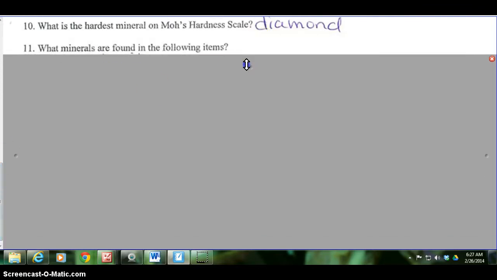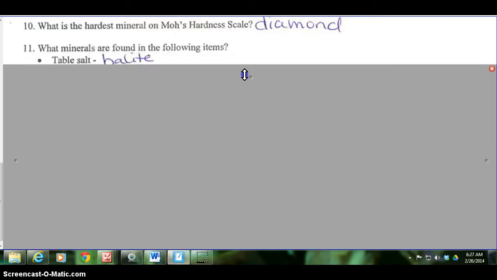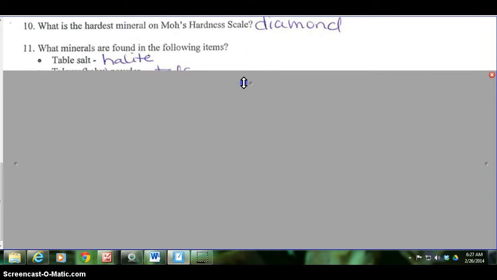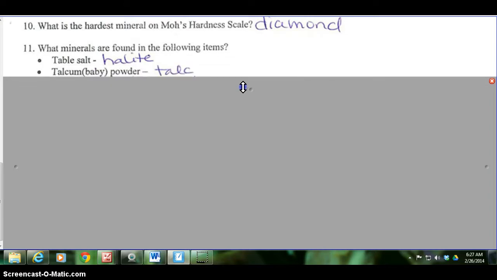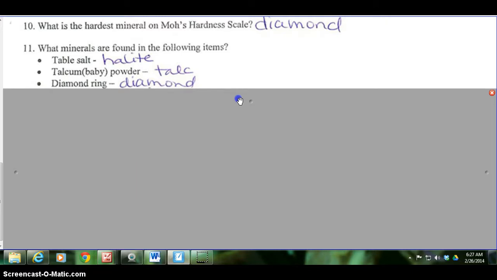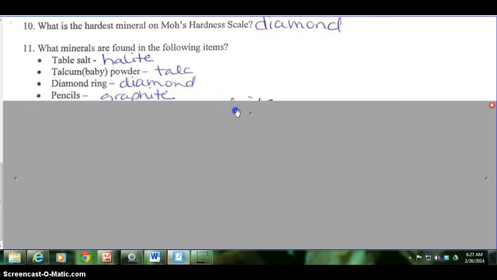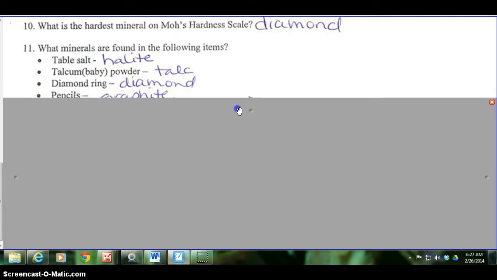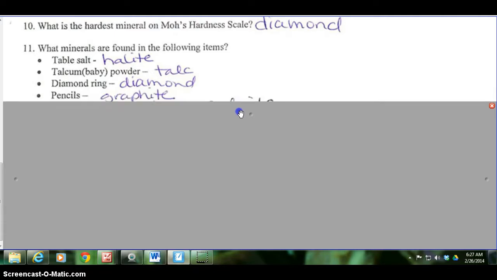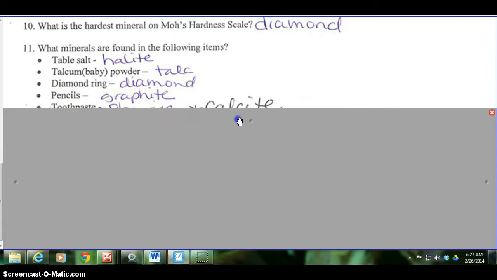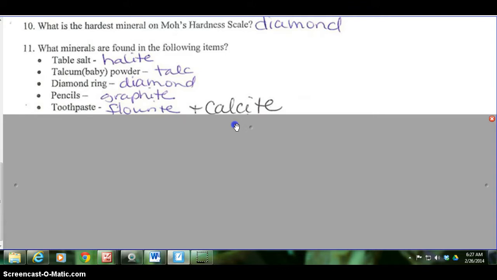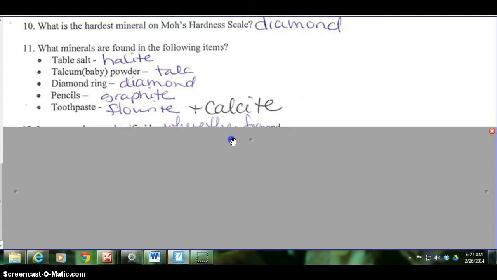Number 11, what minerals are found in the following items? Well, these are some of your common household items. Table salt is made from halite. Talcum or baby powder is from talc. A diamond ring, we use diamonds. Pencils, there's graphite in pencils. Those are also used for like tennis rackets. And then toothpaste, fluorite and calcite.